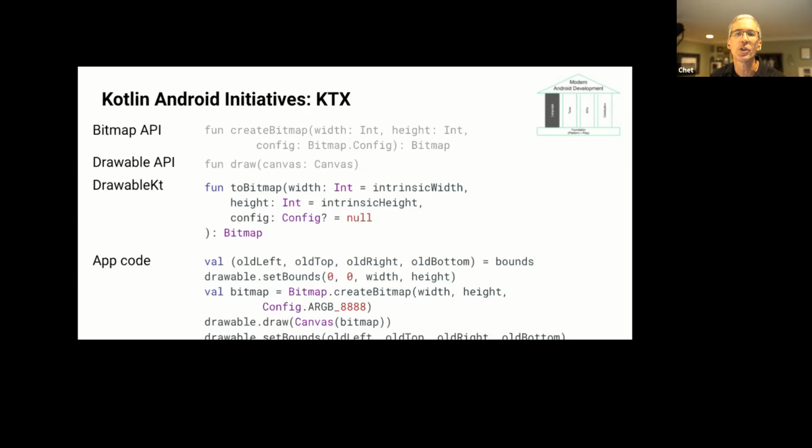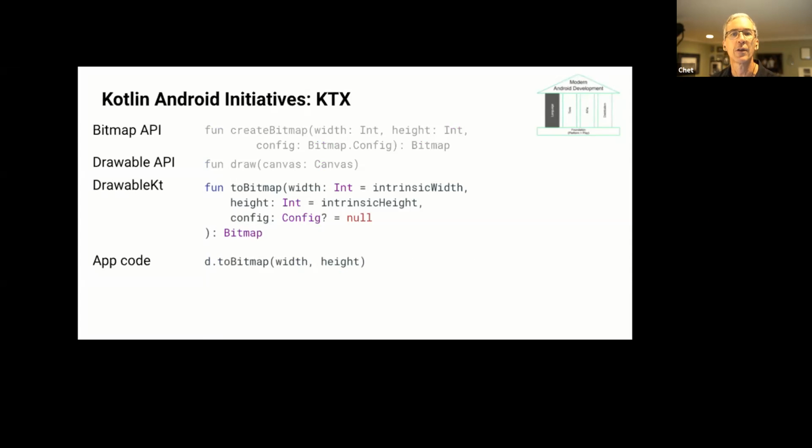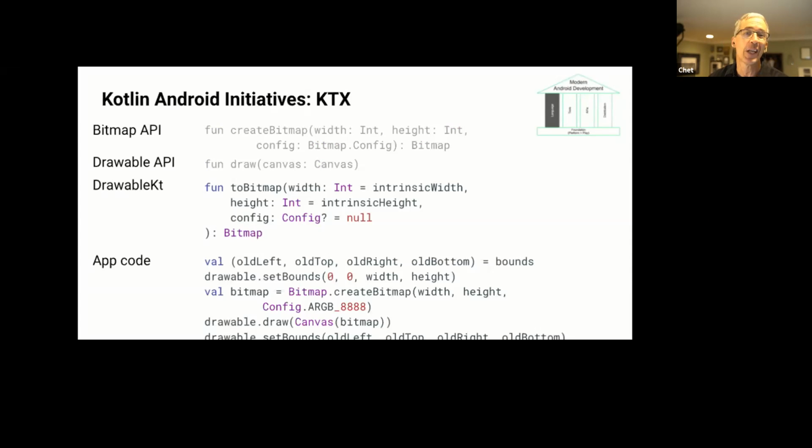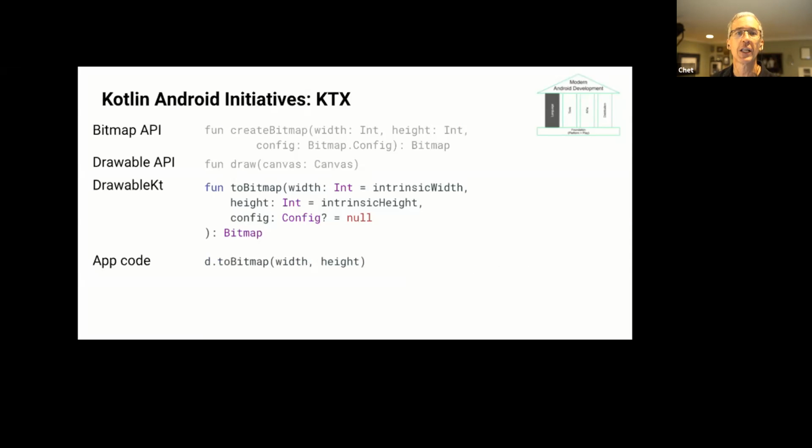So the resulting code that you need for actually drawing that drawable into a bitmap looks something more like this, right? So this is the code internally that this function implements. So it is syntactic sugar, but it's really nice and logical syntactic sugar that you can take advantage of.